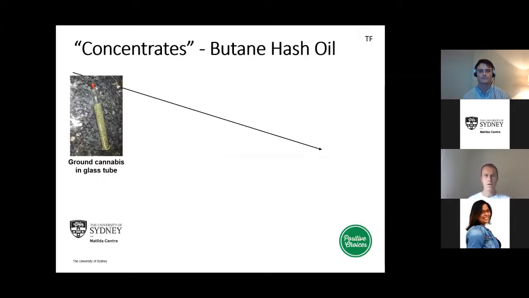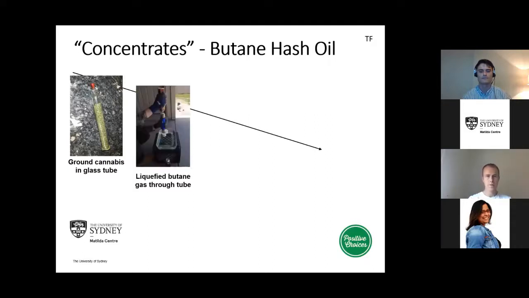And then a more recent development has been the term concentrates. The first of these to really take impact was butane hash oil. This uses somewhat similar principles to cannabis resin, but a bit more advanced. Producers take their herbal cannabis material and put it into a glass tube. Then they pass butane through this glass tube, and the butane dissolves the cannabinoids from the trichomes, passes through and then collects in a tray.